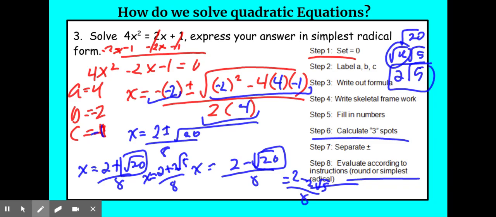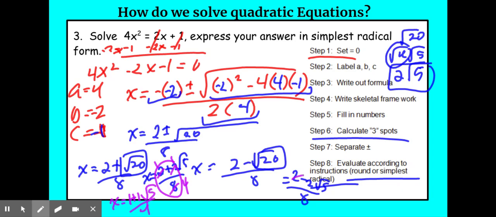And then your last step is to simplify it further, those 3 numbers here. If a number can go into all 3 of those numbers and simplify it more, can a number go into 2, 2, and 8? And the answer is yes, it's 2. 2 could go into 2 once, into that 2 once, into that 8 4 times. So that final answer I'm going to write over here is x equals 1 plus 1 radical 5 over 4.